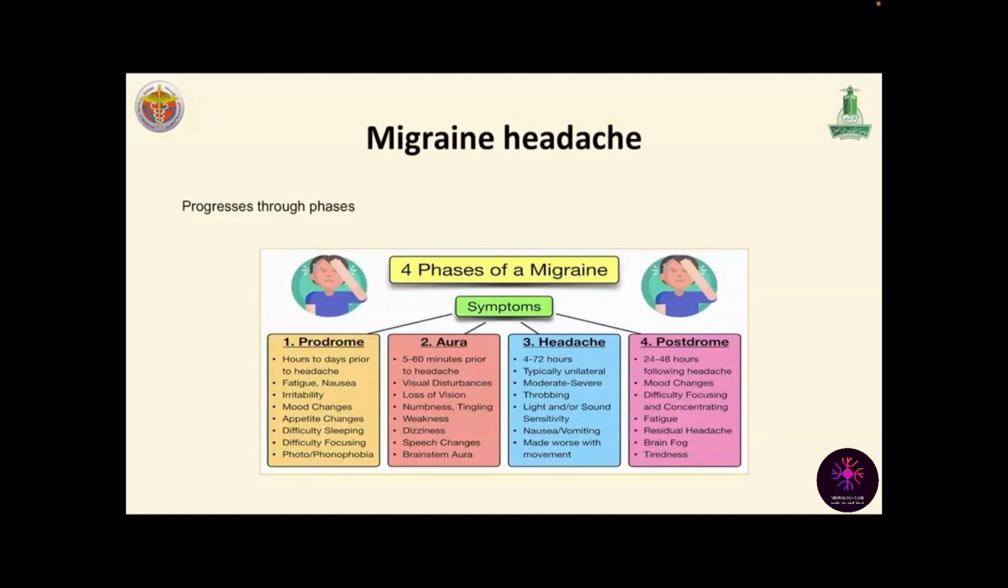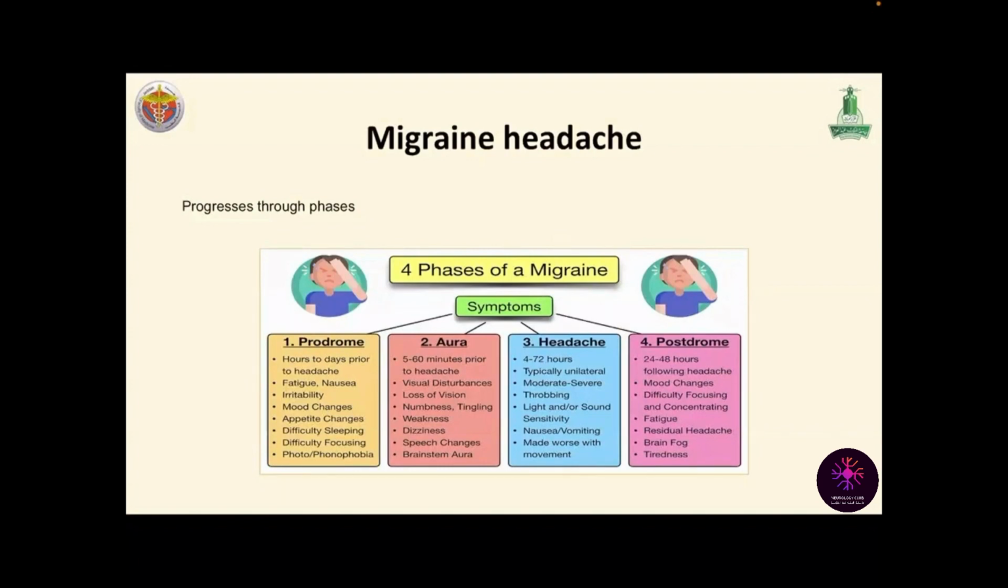Then for the second phase, we have aura. Up to 1/3 of migraine patients, I believe, experience an aura, at least with some of the attacks. Auras can be visual, sensory, or they can have motor involvement, language disturbances, or brainstem disturbances. As for the headaches, we're going to talk more about the characteristics in the next slide.